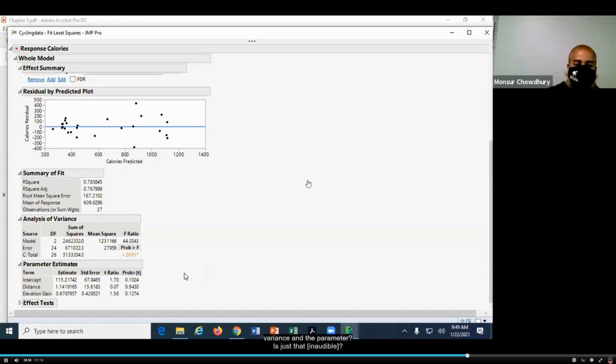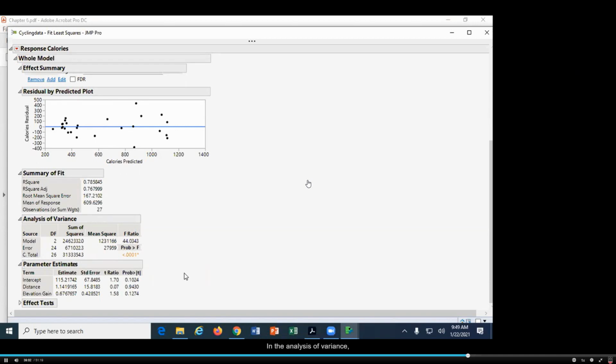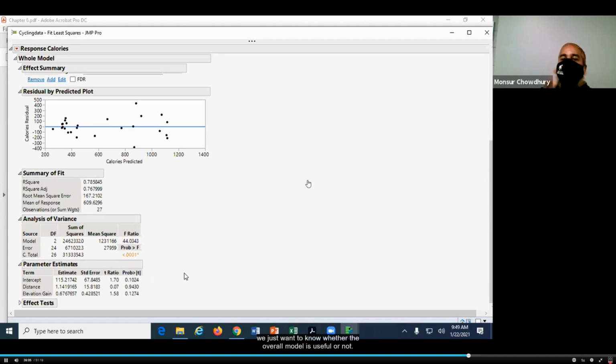Yeah, thank you for asking this question. This is what we did in the analysis of variance. We just want to know whether the overall model is useful or not, and we can see that it's telling us the overall model is useful. But when we look at the individual parameter estimates, we look at whether each individual predictor is useful for predicting the response variable. So here it says that at least one of the predictors is useful.